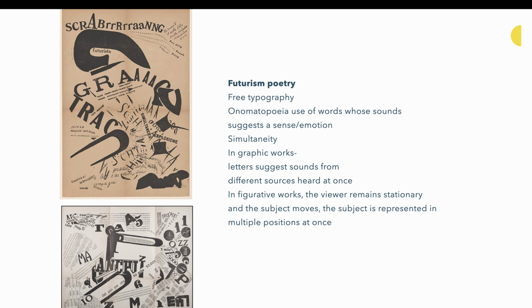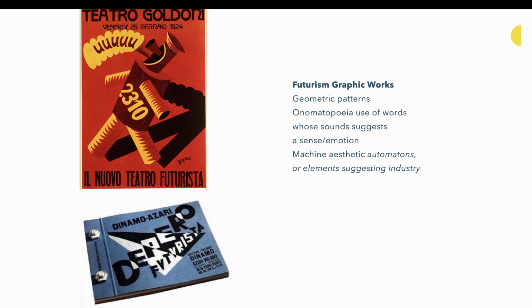So we have simultaneity in graphic works. Letters suggest sounds from different sources heard at once. In figurative works, the viewer remains stationary, so the artist is stationary, and the subject is moving all around them and is represented in multiple positions.